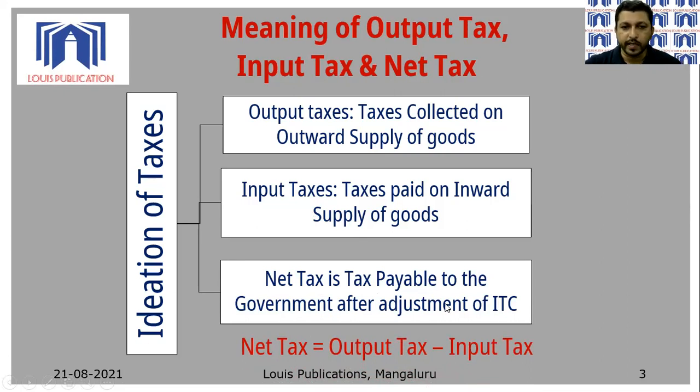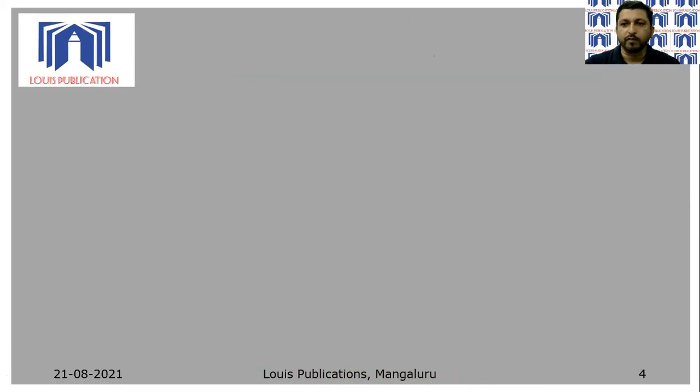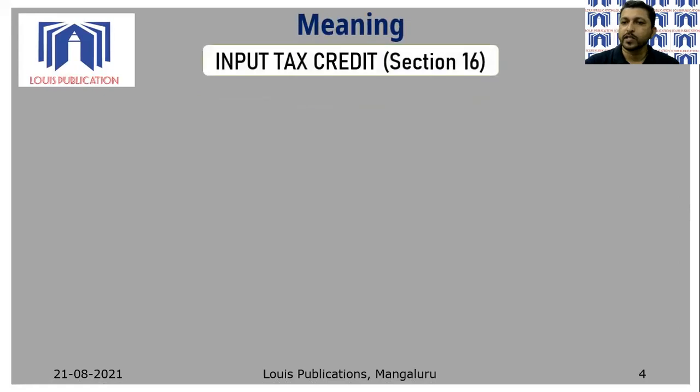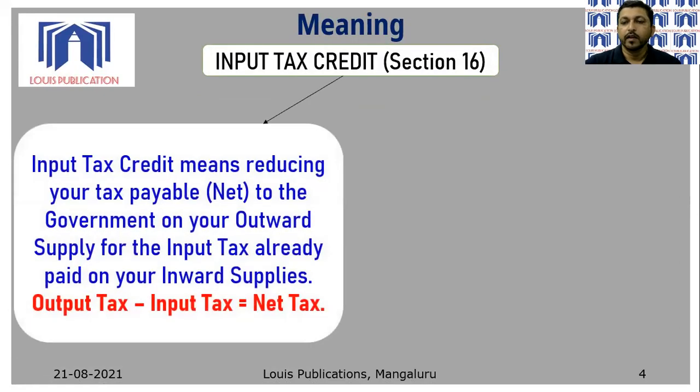So we will have to understand these concepts in detail a little bit so that the concept of input tax credit is clear. Now let's look at what is input tax credit. Section 16, what does it say? Input tax credit means reducing your tax payable, that is net, to the government on your outward supply for the input tax already paid on your inward supply.